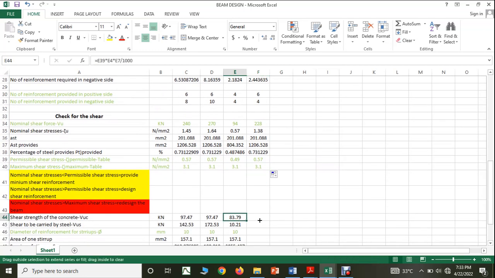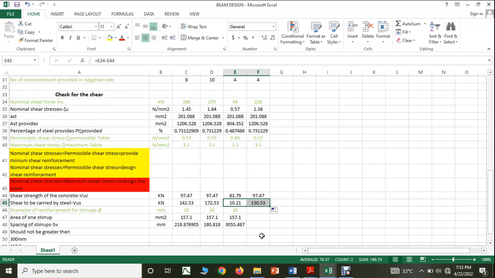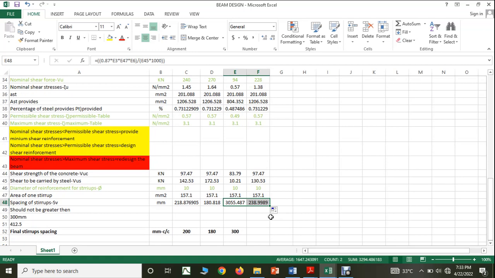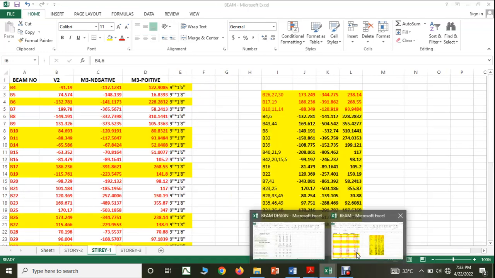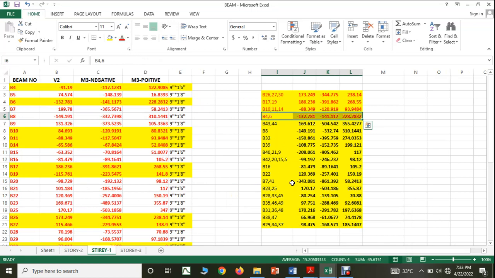Therefore if you see, this will be the VUC value, this will be the VUS value, this will be the dia of the stirrups, so this will be the spacing, 238. I can make it 200. Okay, yes. So that is for this set of beams.